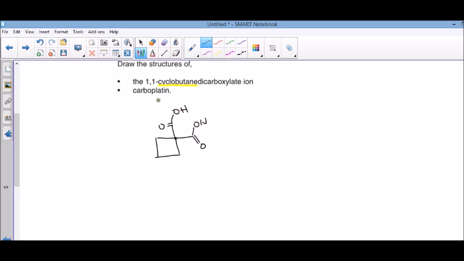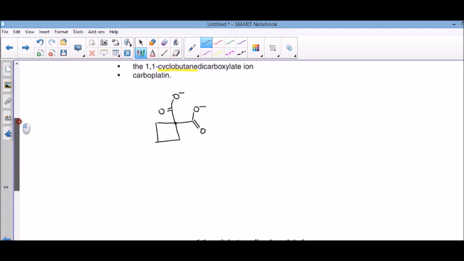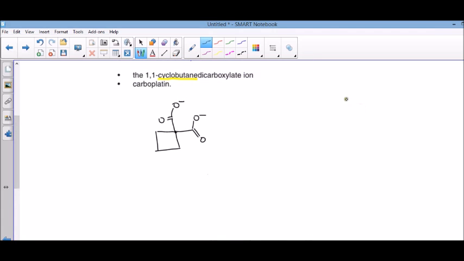Okay, so 1,1-cyclobutane dicarboxylic acid would be this. Okay, but to make a carboxylate ion, remember all we do is get rid of those H's and turn this into an ion. And there we have 1,1-cyclobutane dicarboxylate ion. Next we're going to draw carboplatin. I'll put that up here because it's just going to be easier.